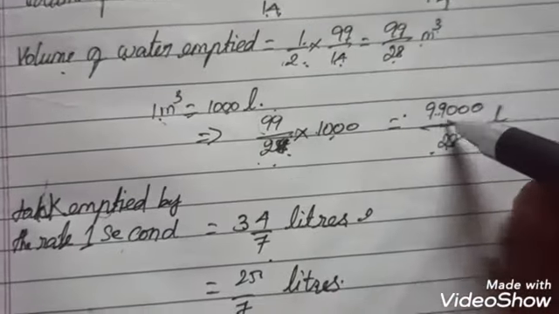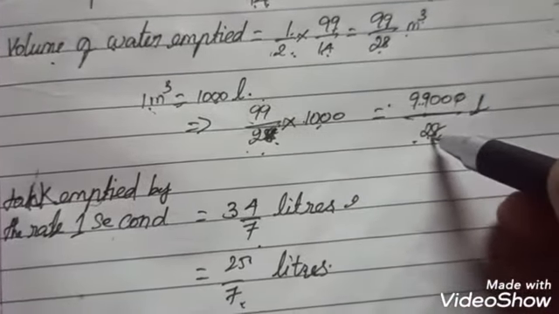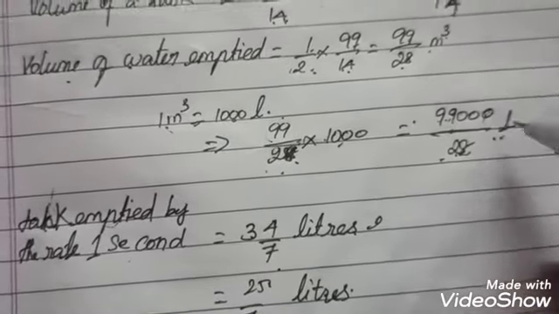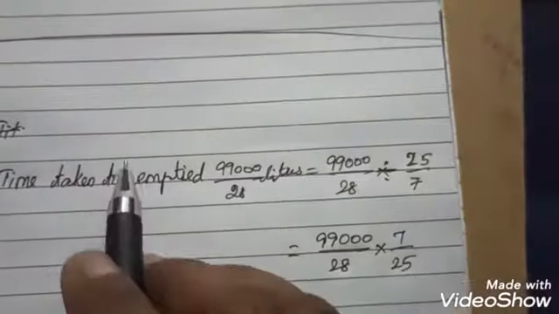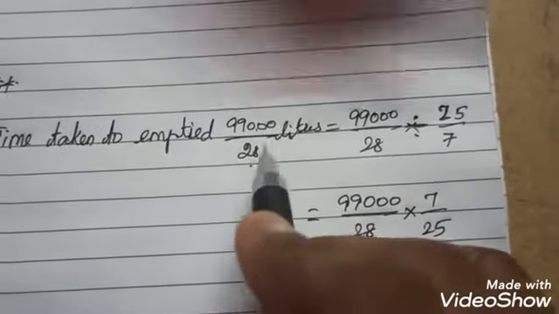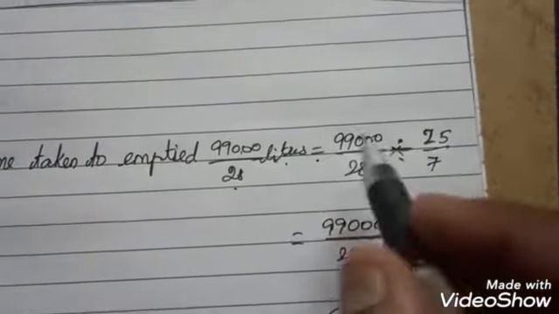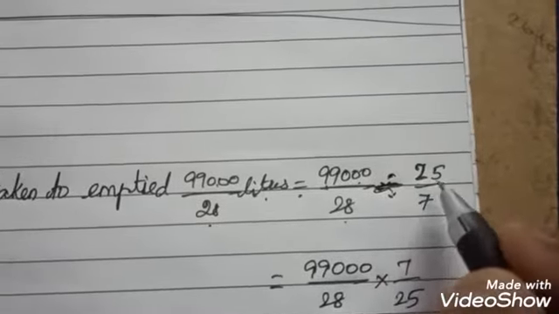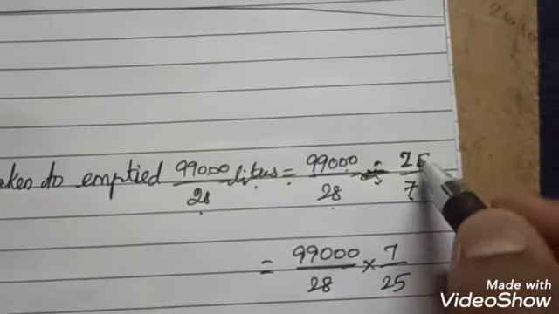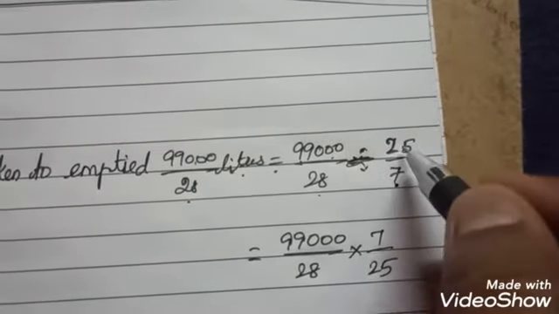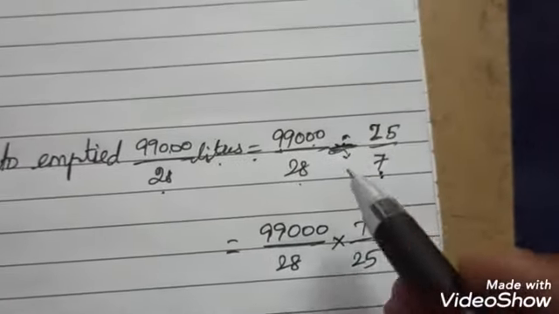So 99,000 divided by 28 liters, how many seconds will it take to empty? So the time taken to empty 99,000 divided by 28 liters is equal to 99,000 divided by 28 divided by 25 by 7. Okay, 25 by 7 is the liters per second. So you divide by this, and you get the time.